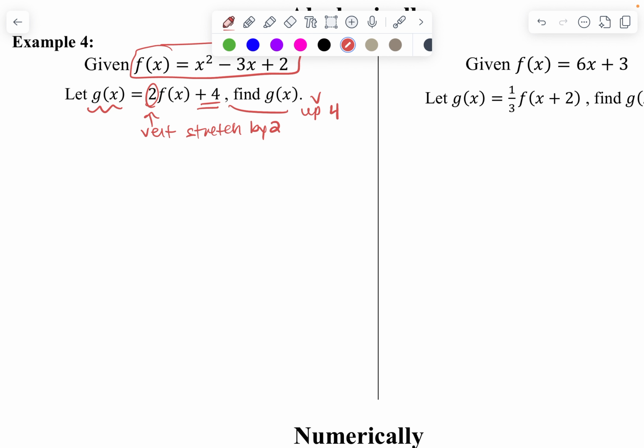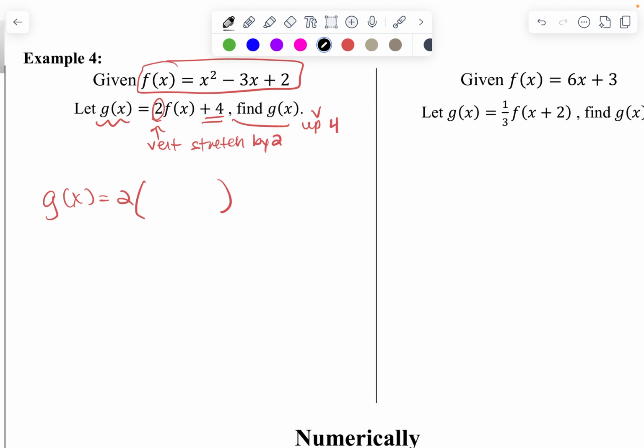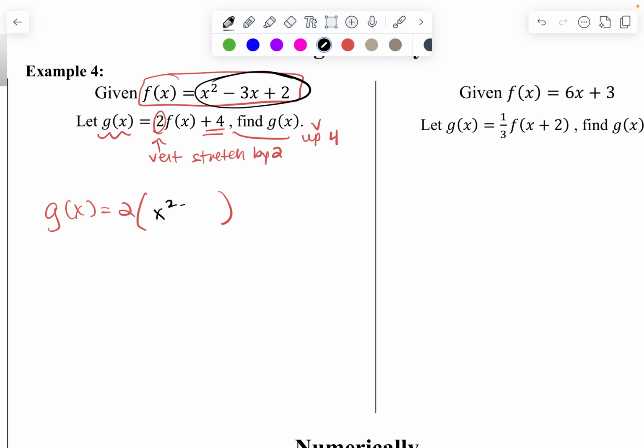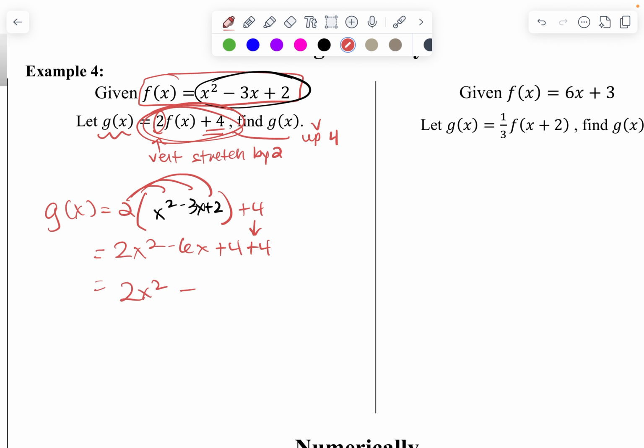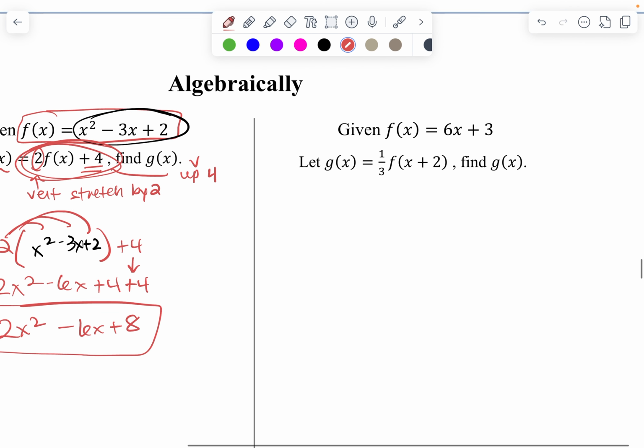But we can do this numerically by saying, well, g of x is twice of, well, what's f of x? f of x is x squared minus 3x plus 2. And then we're going to add 4 to it as well, because that's our double f of x plus 4. Now we're going to distribute. So we get 2x squared minus 6x plus 4. Bring down this plus 4. And if we simplify, we get 2x squared minus 6x plus 8. And that is what the result would be for that transformation of that function numerically or algebraically.